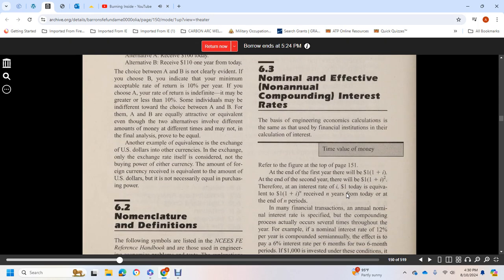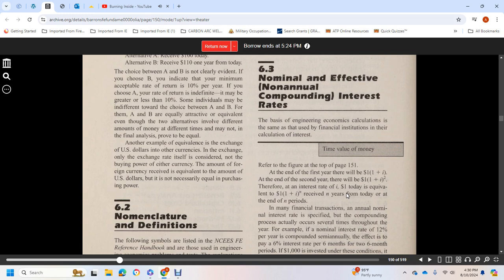6.3 Nominal and effective non-annual compound interest rates. The basic engineering economic calculations are the same as you would use with a financial institution to calculate interest and the time value of money. Refer to the figure at the top of page 151. At the end of the first year, there will be $1 plus $1 times i.